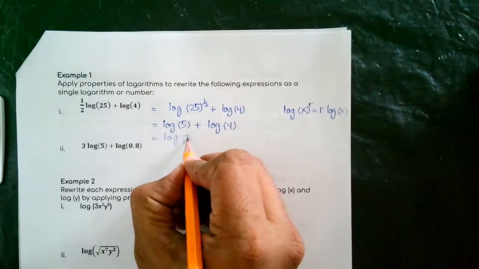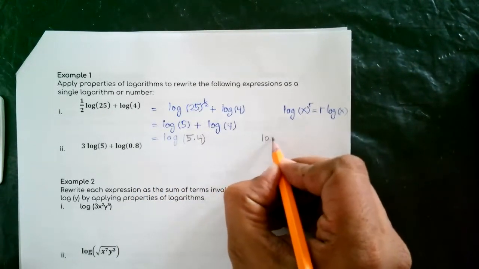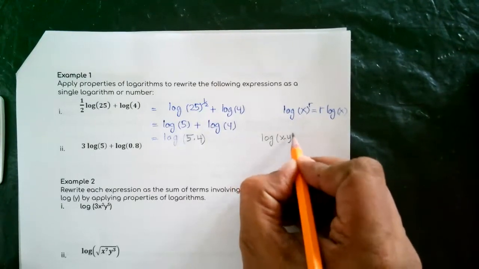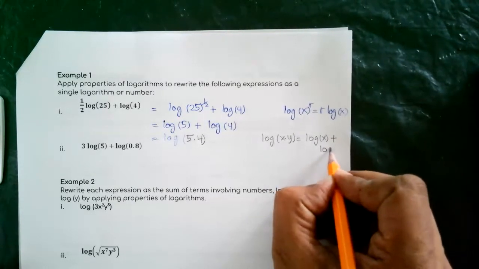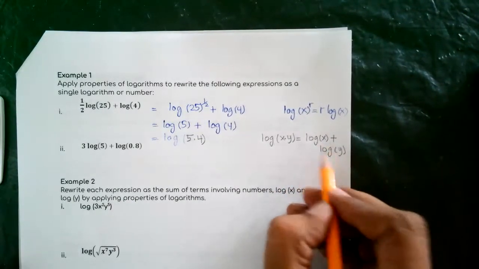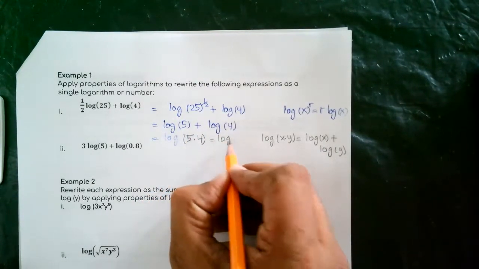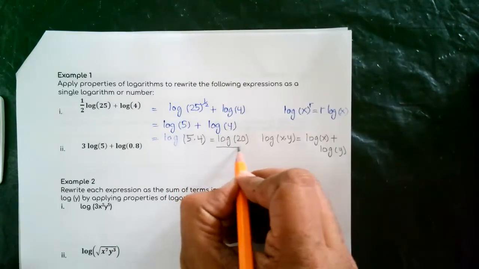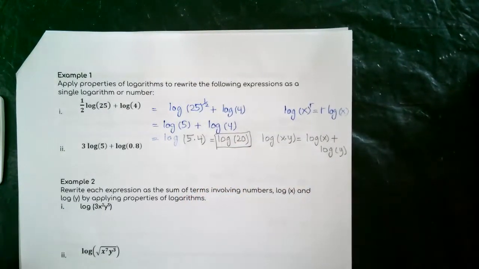So log of 5 times 4. Here we are using the property that log of x multiplied with y is the same as log of x plus log of y. So we go from the right hand side to the left hand side. We multiply 5 and 4 and we end up with log of 20. So this is our final answer. We have been able to combine all the terms and write them as a single logarithm or number. And log of 20 you can further evaluate. We already did that as part of the do now activity.